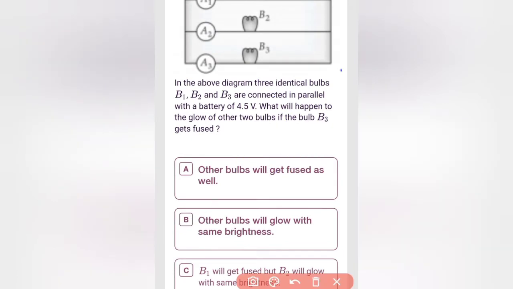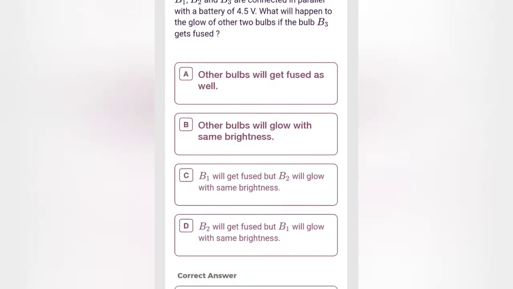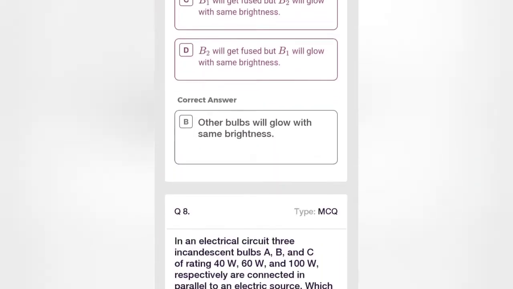Other bulbs will glow with same brightness. Okay. Now these two, B1 and B2, don't get fused. Okay. So option B is the correct answer.